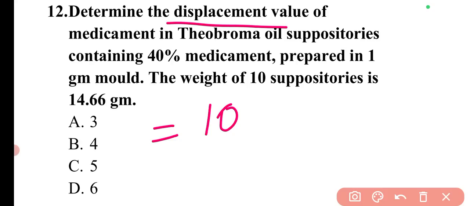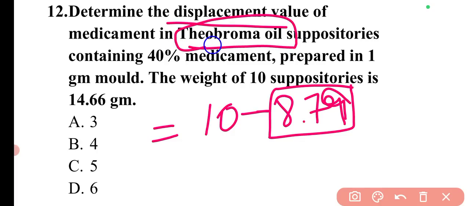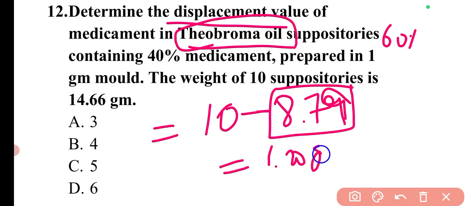So now we have 10 minus 8.79. What is 8.79? 8.79 is the value we calculated for the amount of theobroma oil present, that is from the 60%. So the final value is 1.20 grams.